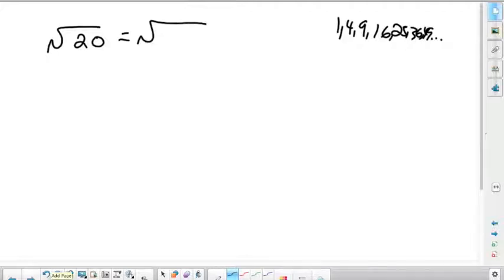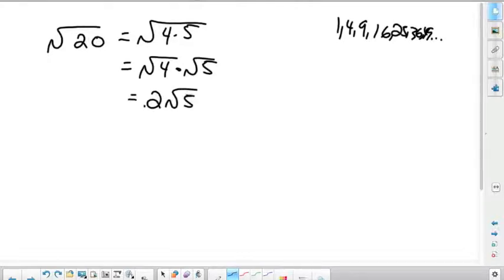So do any of those numbers divide into 20? Yes, 4. So if I divide 4 into 20, I'm left with 5, right? In other words, 20 is 4 times 5. This is the same thing as square root of 4 times the square root of 5, right? So I can break up my square roots now that I have that multiplying in there. And the reason we want to do this is, now what's the square root of 4? So we actually get an integer there. And now we're left with 2 root 5.